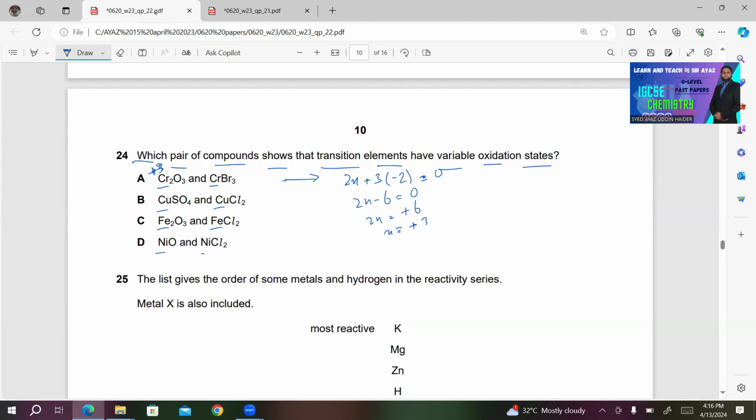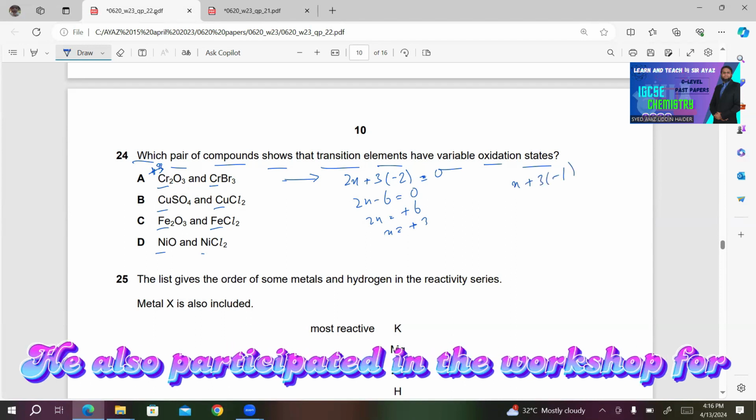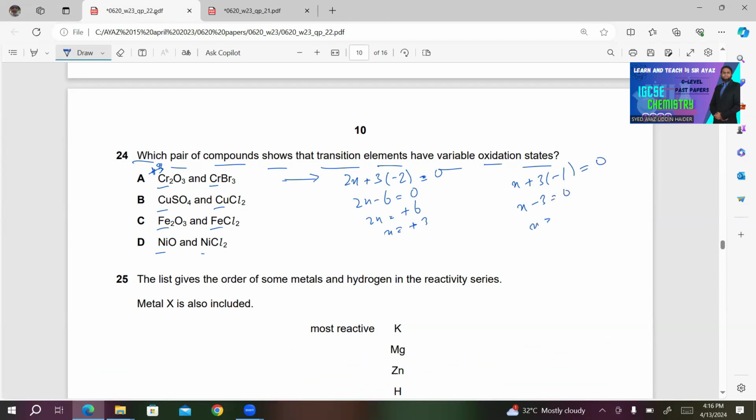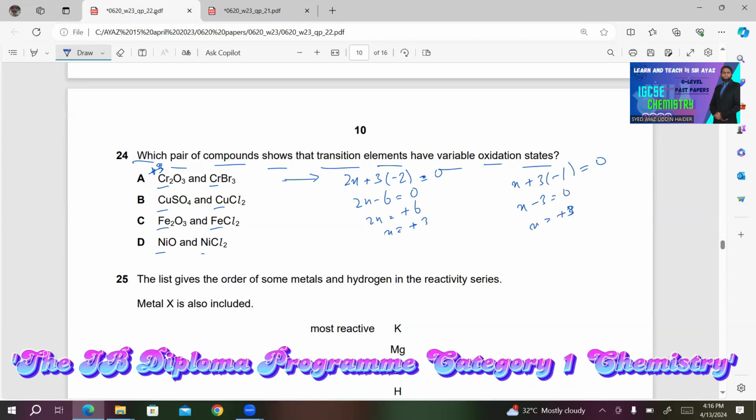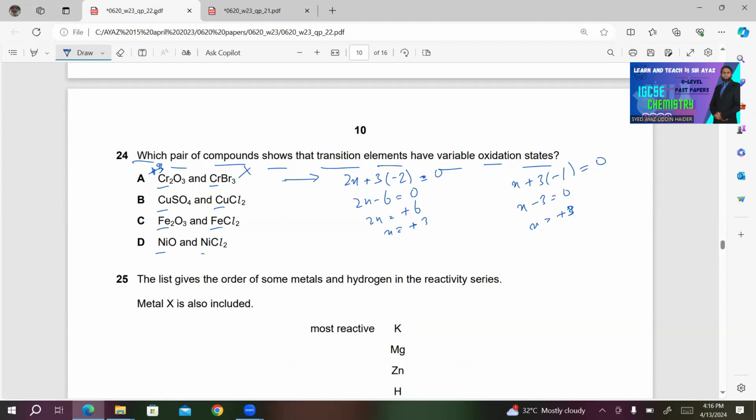CrBr3: x plus 3 minus 1 is equal to 0. So x minus 3 is equal to 0, or x is equal to plus 3. So in both of these compounds, it has the same oxidation state. So this can't be the right answer.